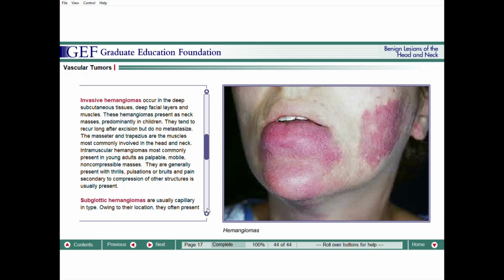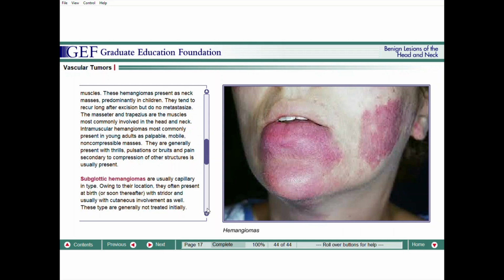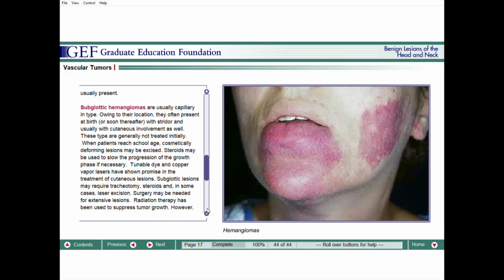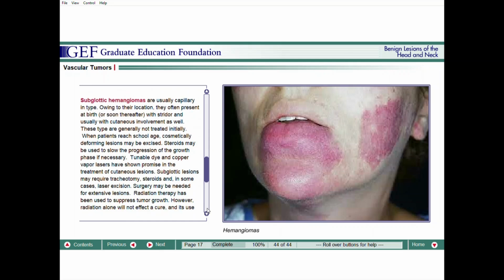Intramuscular hemangiomas most commonly present in young adults as palpable, mobile, non-compressible masses. They are generally present with thrills, pulsations, or bruits, and pain secondary to compression of other structures is usually present.